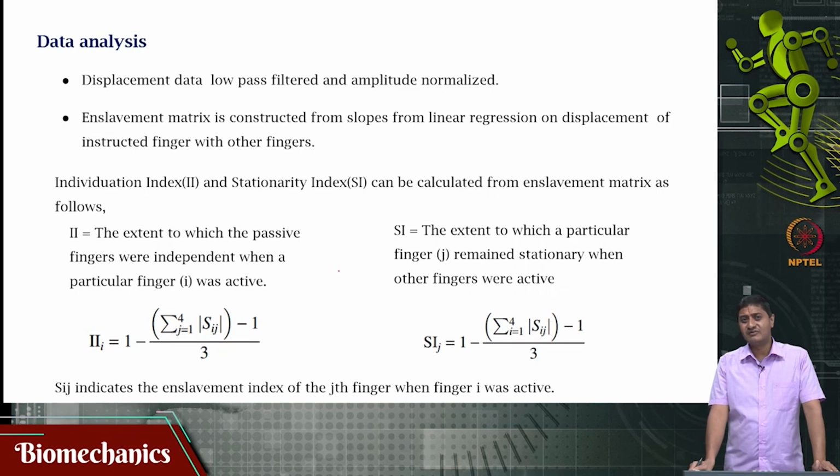This was taken from the enslavement matrix, where Sij is the enslavement index of the jth finger when the ith finger was active. Remember the difference between individuation index and stationarity index. Individuation is how much less I am influencing others. If my own actions don't influence others, that means my actions are individuated. How much less I am affected by other people, that is stationarity.